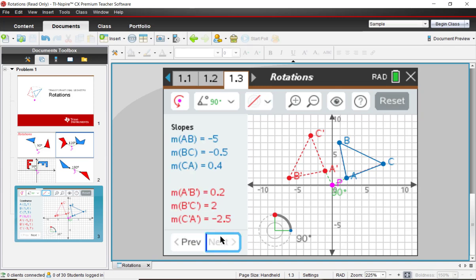And I'm going to click on Next, and it's showing me slopes of sides of the blue triangle and slopes of sides of the red triangle. And what we're going to try to do is see if there's some kind of relationship between the slopes of the sides of both pairs of triangles. So right now, if you look at corresponding sides, do you notice anything at all about the slopes of corresponding sides? Any pattern at all?